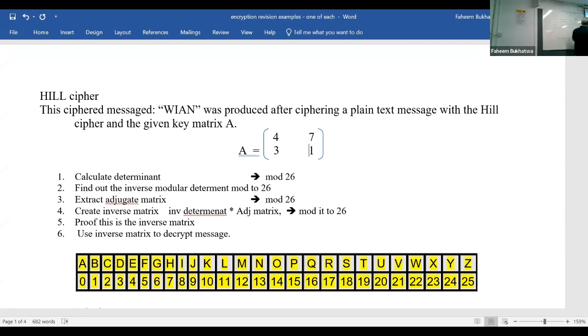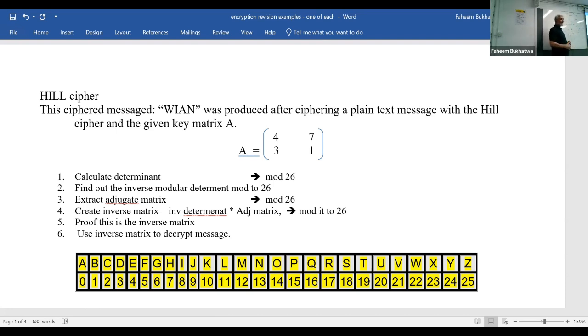Now, how do we create the matrix itself? We take the original matrix and create the adjugate. The adjugate matrix is just reversing those two diagonal numbers: 4 and 1 becomes 1 and 4, and then change the sign of the other two numbers so it's -7 and -3. And multiply them by the new determinant, which is 3. That gives us 3 times 1 is 3, 3 times -7 is -21, 3 times 4 is 12, and 3 times -3 is -9. And this is the inverse matrix.